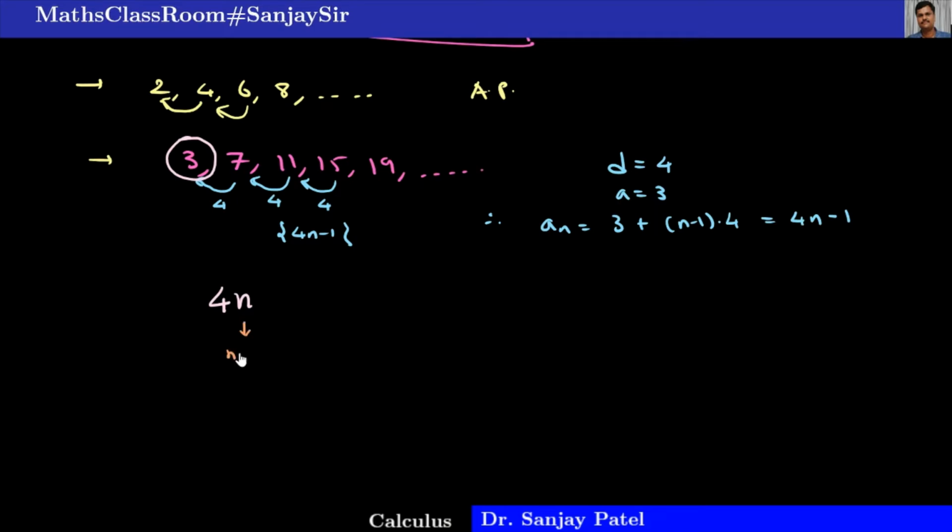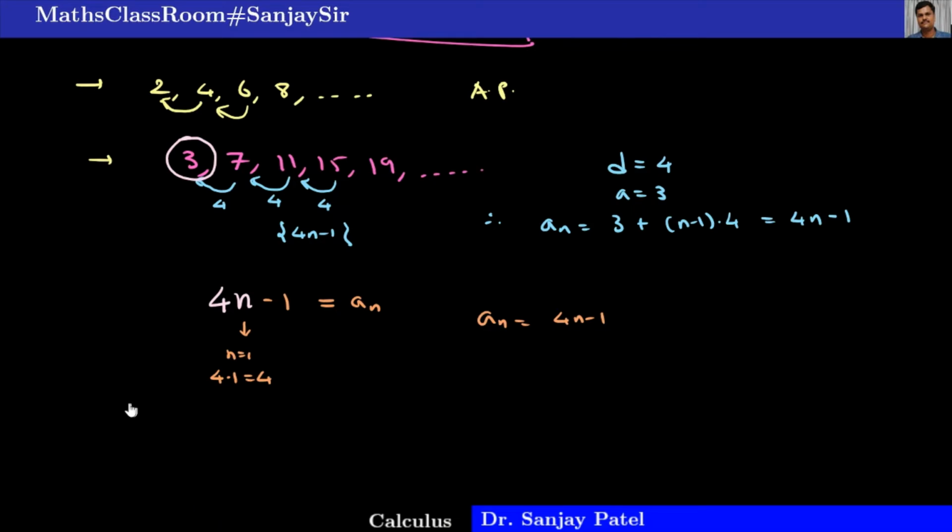Putting n equal to 1 here, we get 4 into 1, that is 4. But n equal to 1 means I want the first term here. The first term is 3 and what I am getting is 4. So to adjust, I should subtract 1. So 4n minus 1 gives you the first term properly, and this is the direct formula we derived by using the given formula for arithmetic sequence. So this is the direct way of writing the nth term. So what is a_n here? a_n is equal to 4n minus 1.